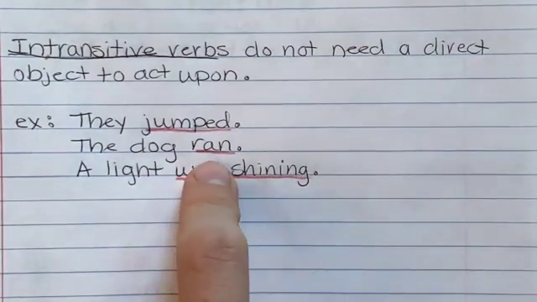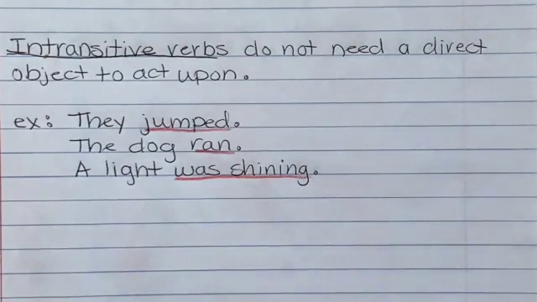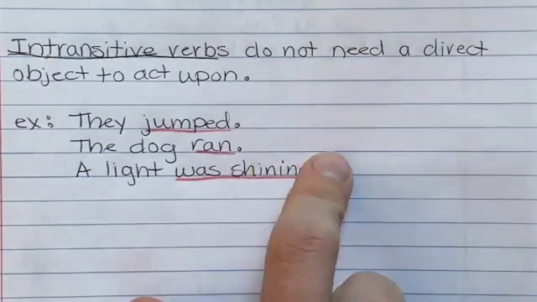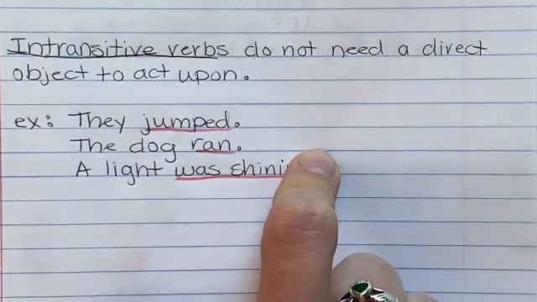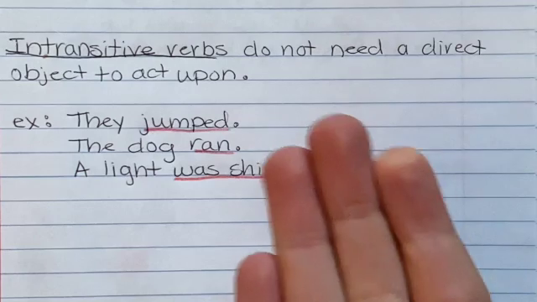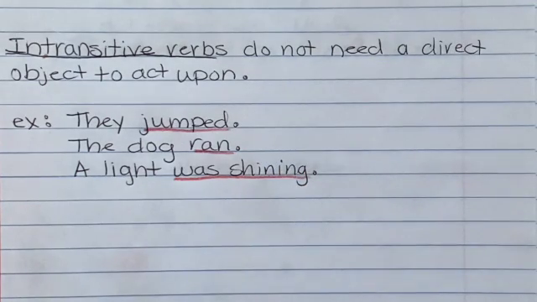The dog ran, period. We don't ask the question, the dog ran what? That makes sense if we just leave it there. The dog ran. We don't need an object to transfer the verb over. You could add one if you wanted to. You could add more information. The dog ran over the hill, or the dog ran under the bridge.